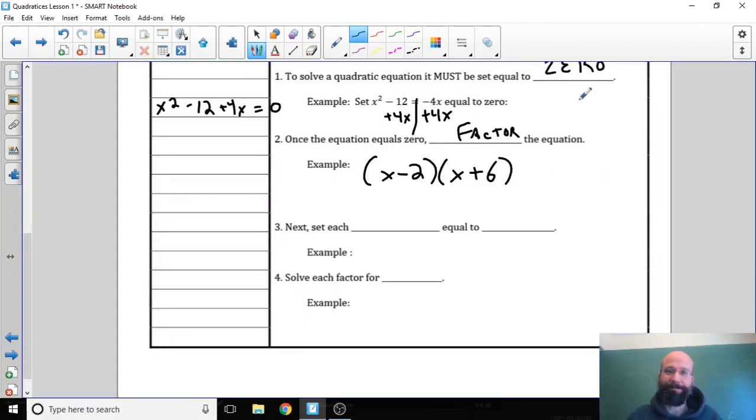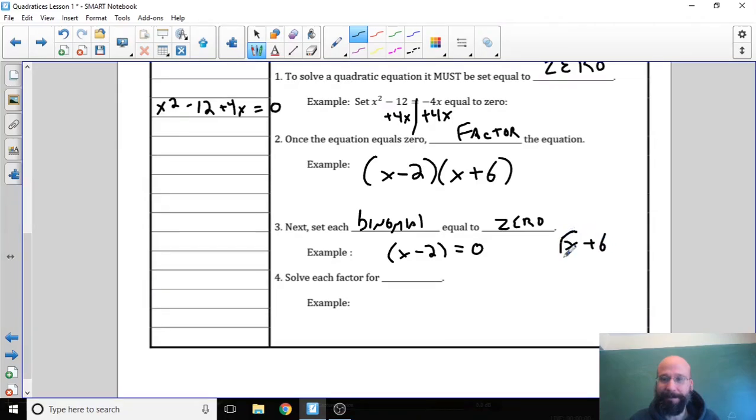All right, so now we set it equal to 0, then we factored it, and we got this example. Now the next thing is you set each binomial equal to 0. So for instance, this would be x minus 2 equals 0, and x plus 6 equals 0. And then you solve each factor for x.